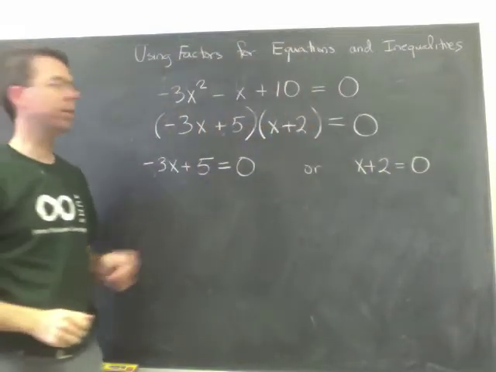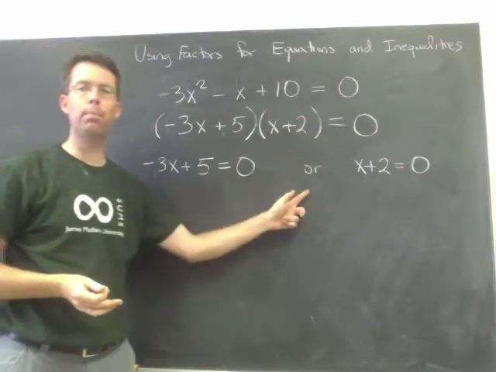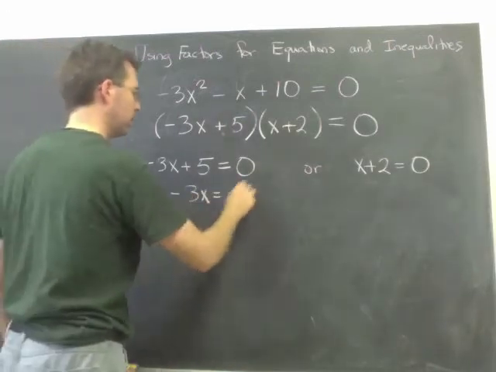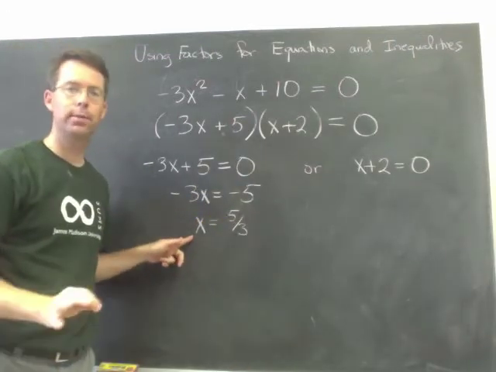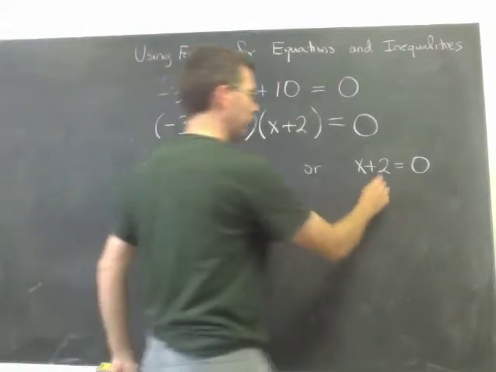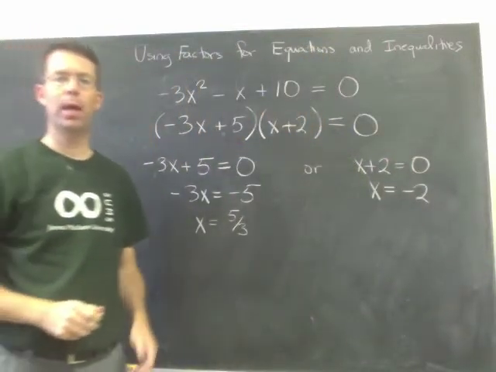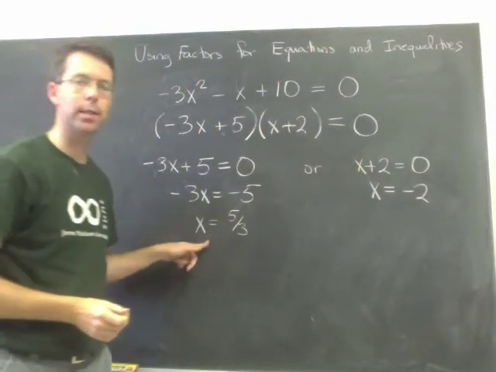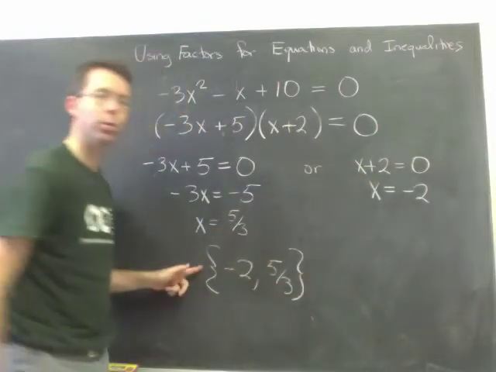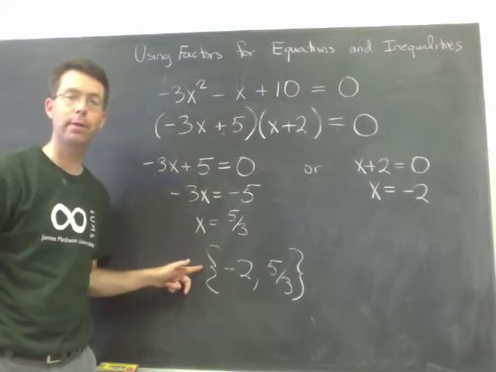Now the advantage of this is my original formula was a quadratic. My new formulas are both linear, and so I can just solve for x by isolation. In the first case, the first number would equal 0 if x equals 5/3, and the second number would equal 0 if x equals negative 2. So I get two solutions. Either x equals 5/3 or x equals negative 2, which gives me my solution set to my equation: the numbers negative 2 and 5/3.